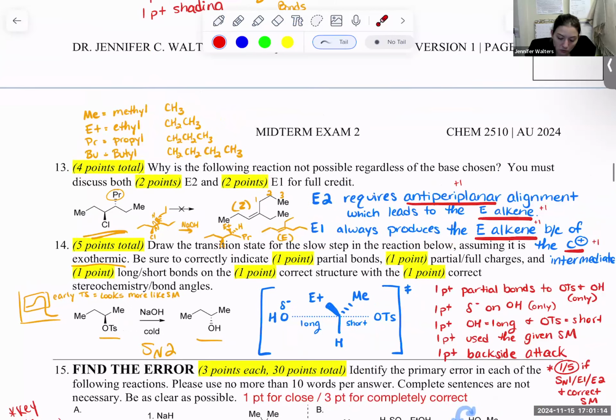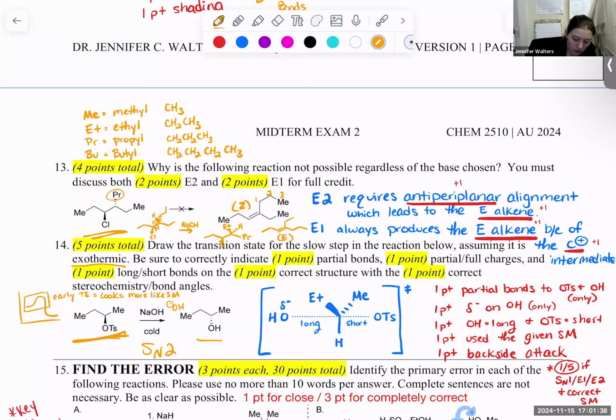Then we would recognize the partial bonds that we are forming are only going to be between the hydroxide and your leaving group. Remember that sodium hydroxide dissociates into Na plus and OH minus, so there are no bonds there. Your starting materials are OH minus and this thing, so there is no sodium being drawn in our transition state.